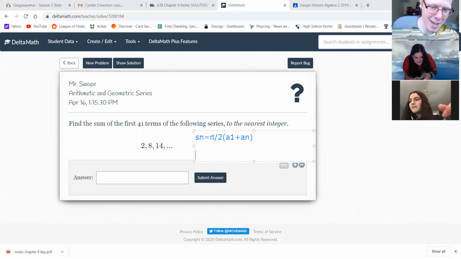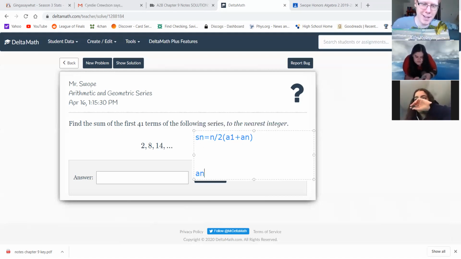The problem is, though, to find the sum, I know my n. They told me it's 41 terms. I know my first term. The problem is I don't know my last term. And you could list them out if you want to list out all 41 terms. You could get there, but that's kind of doing a lot. So you can use from last week to find a value in an arithmetic sequence.